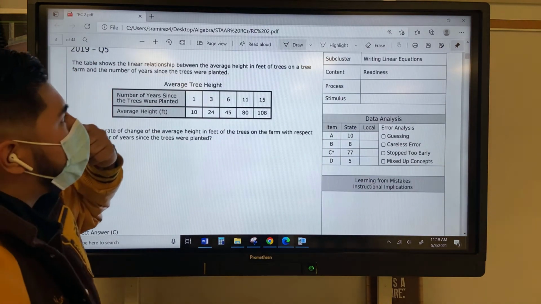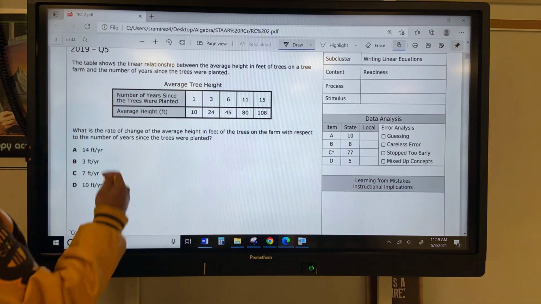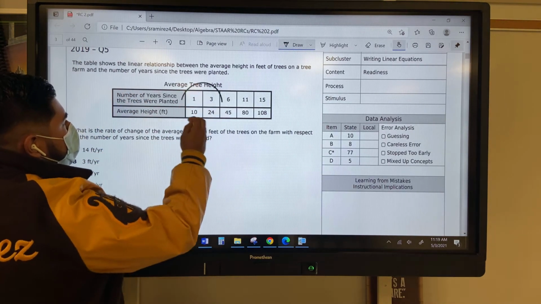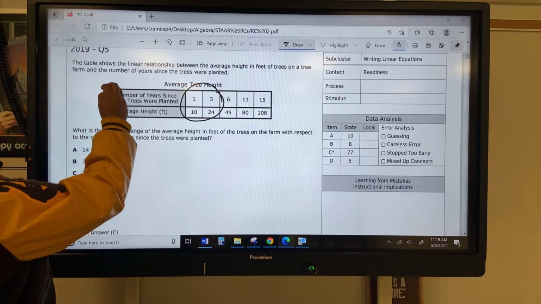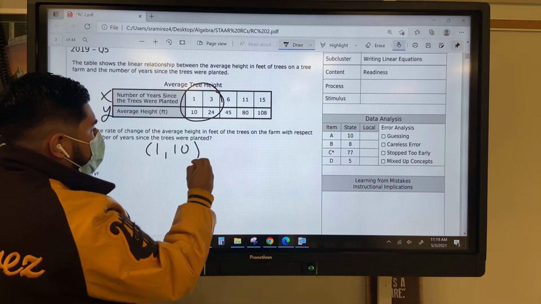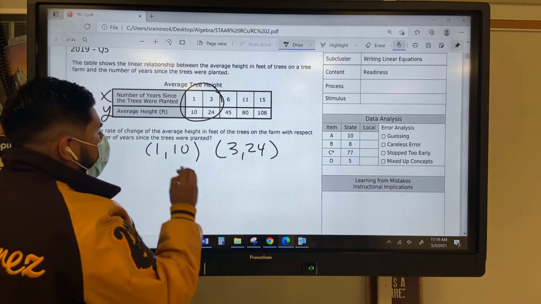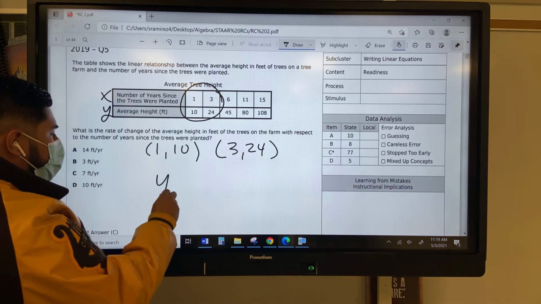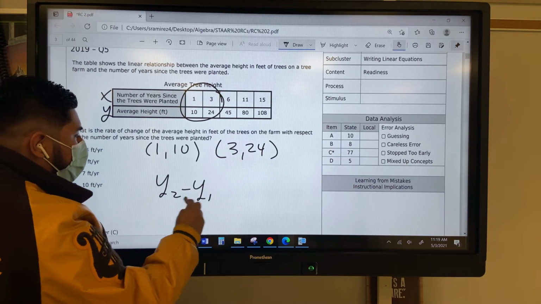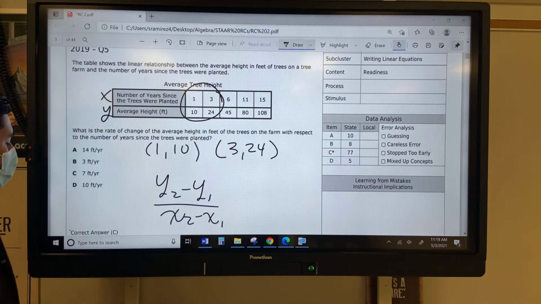Same thing right here. Not going to do it, but I'm going to show you what you got to do. Looking at this problem, you only got to worry about 2 points. Let's write them out. X, Y. First point is 1, 10. Second point is 3, 24. Label y2 minus y1 over x2 minus x1.